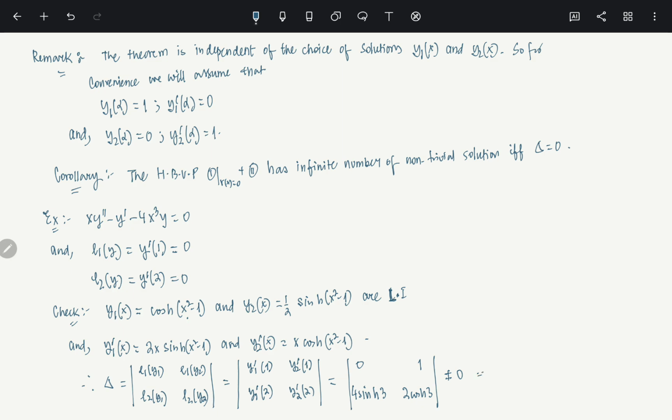So therefore, the problem, let's call it 3, admits only the trivial solution. There is no other solution. Is this okay? Right? So we can prove this part.